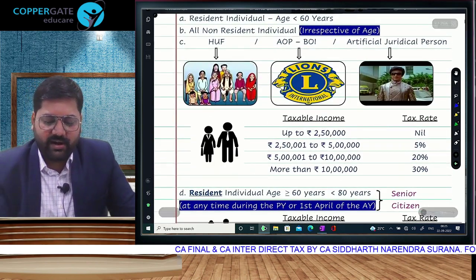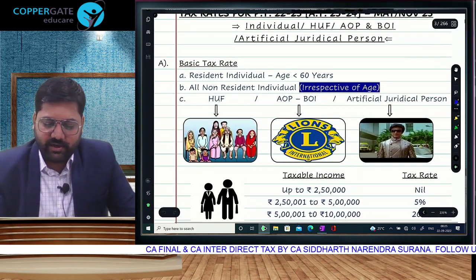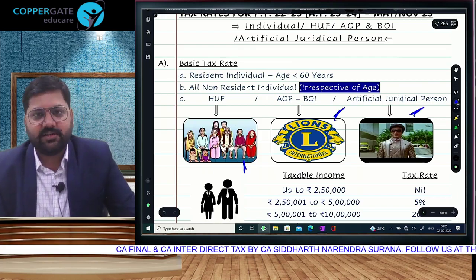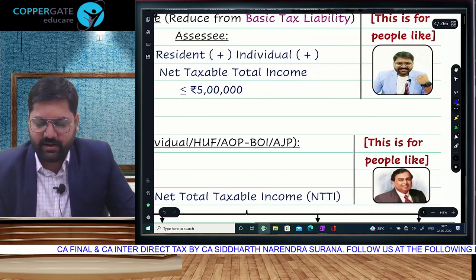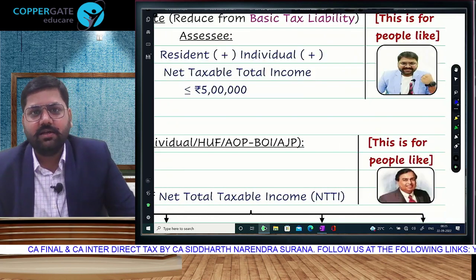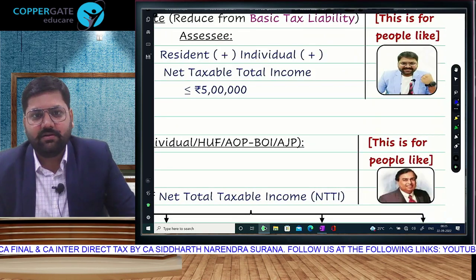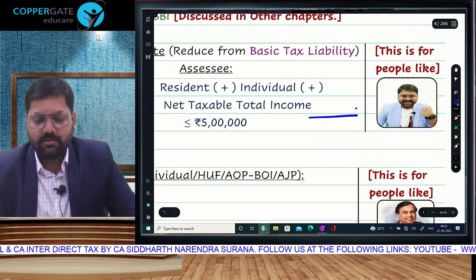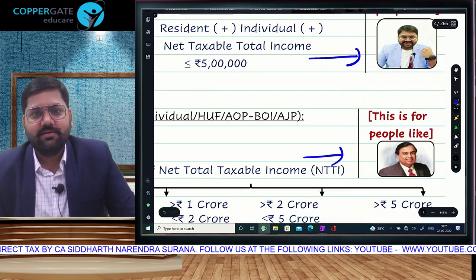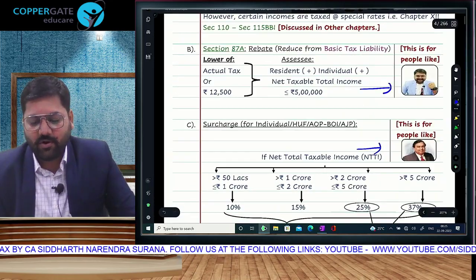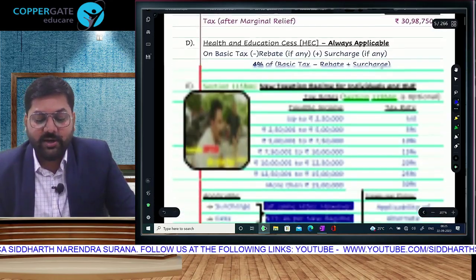What is Hindu undivided family? What is an association of person? What is an artificial juridical person? Something like that. There is a concept called rebate and there is a concept called surcharge. Rebate is applicable to what kind of people? Surcharge is applicable to what kind of people? ये concept है. There is a new taxation regime.